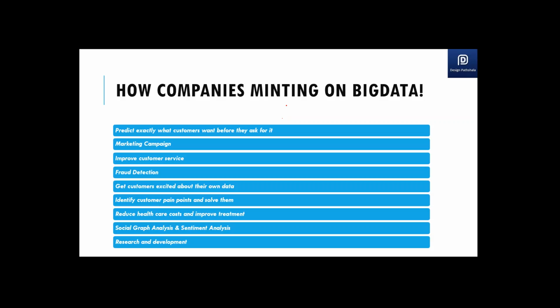Getting customers excited about their own data. There are different websites which are selling dairy products. When you buy a product from them, they track how many calories you would have consumed by eating those products. So now you know how many calories you have consumed, and you would really love to buy different products from them so that you can track your whole calorie chart. They are basically getting customers excited about their own data and trying to increase their sales.